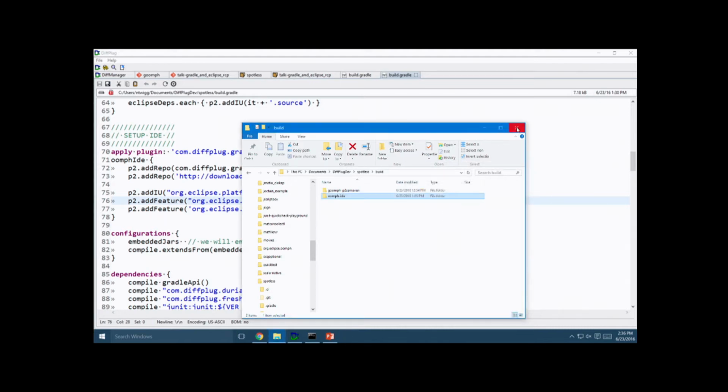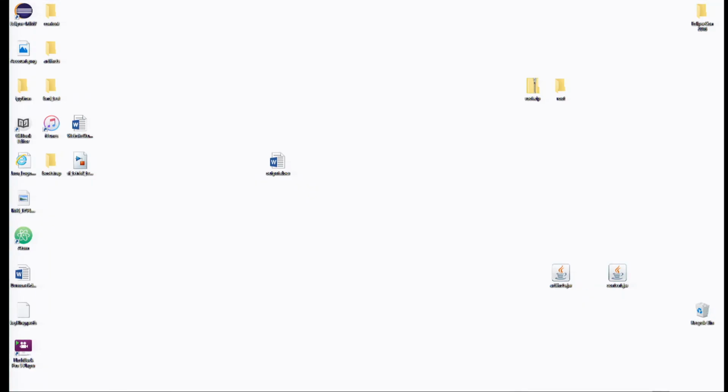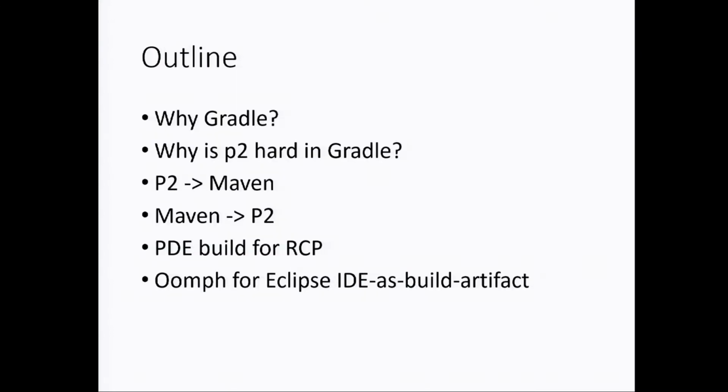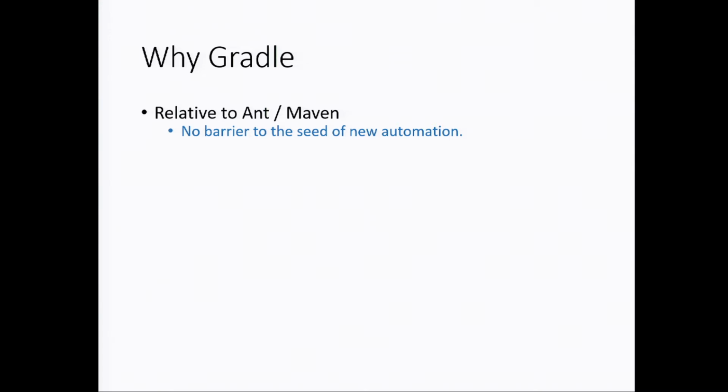So that was kind of quick. Now we're going to dig into more of the meat of how to make this work and why we want to. So Maven right now kind of rules the Eclipse world, especially Tycho. The reason to use Gradle instead of Ant and Maven is that there is no barrier to seeding new automation.